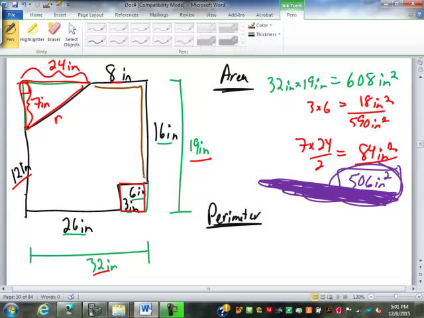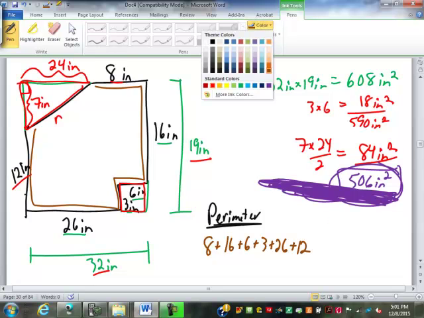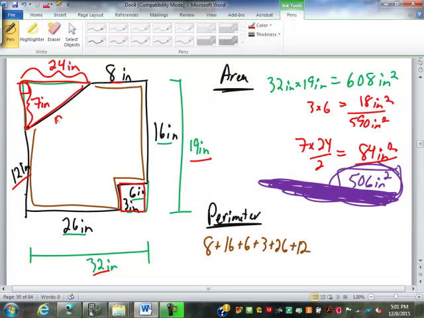8 plus 16 plus 6 plus 3 plus 26 plus 12. Are we done there? No, we still need to know this one. That is going to be found by doing 7 squared plus 24 squared equals, I'll call it x squared. If we do that out, we get that x is 25. So this piece across here is 25. So plus 25.